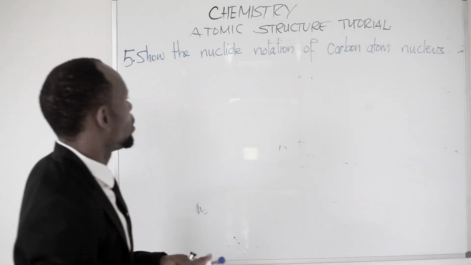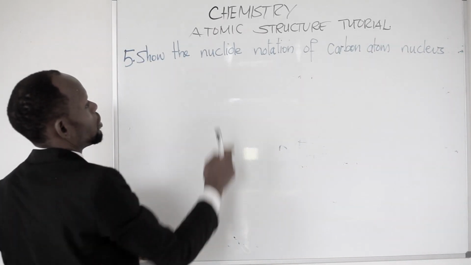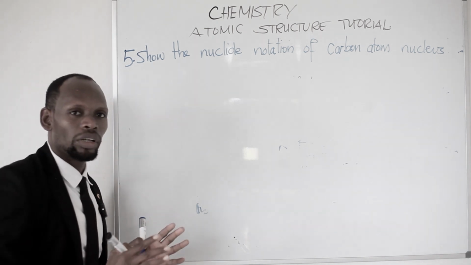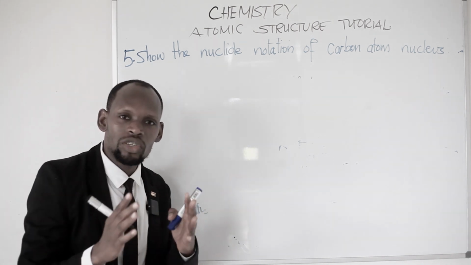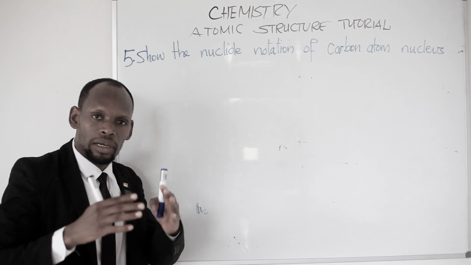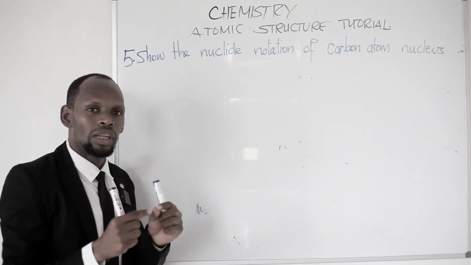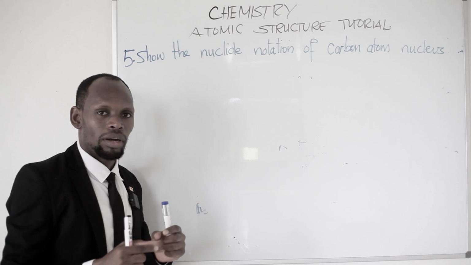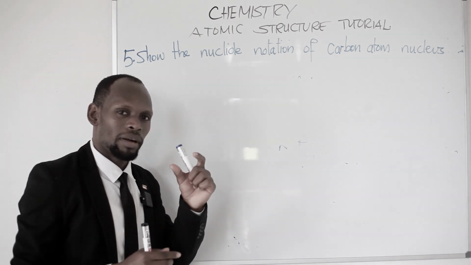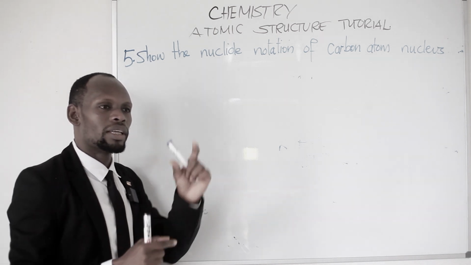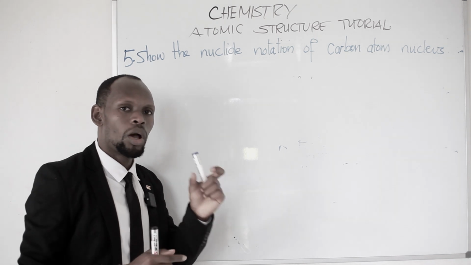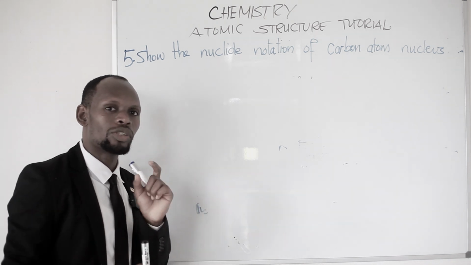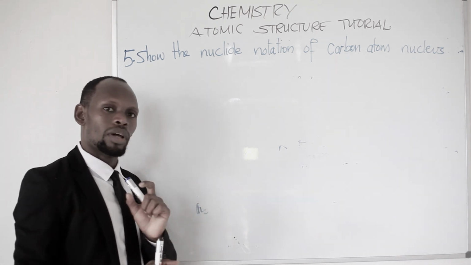Solution for this, here, nuclide notation. Nuclide notation is a presentation of an atom by using a mass number and atomic number, whereby the mass number is represented in the superscript position, while atomic number is shown in the subscript position.